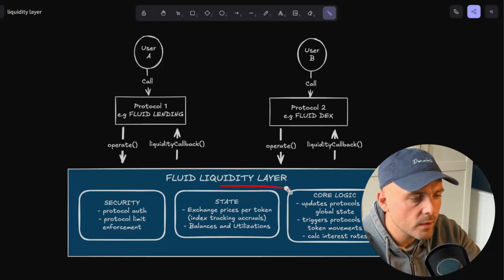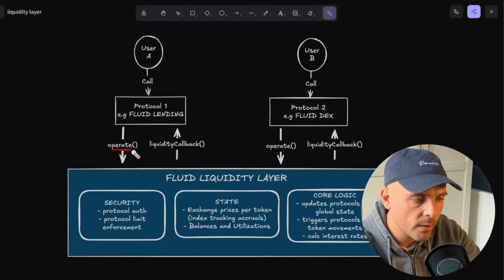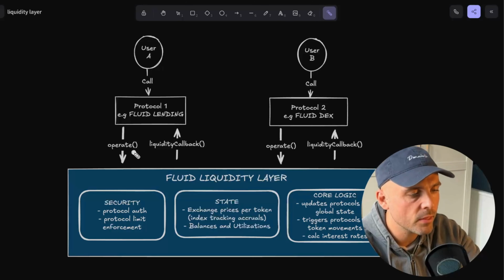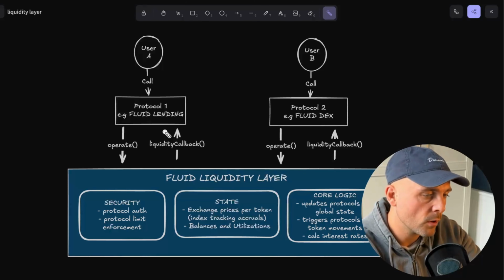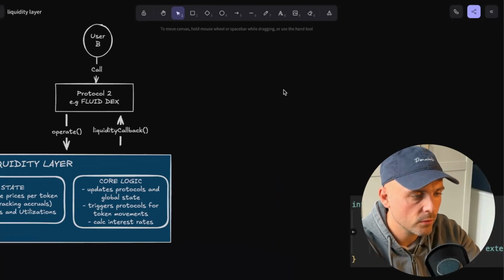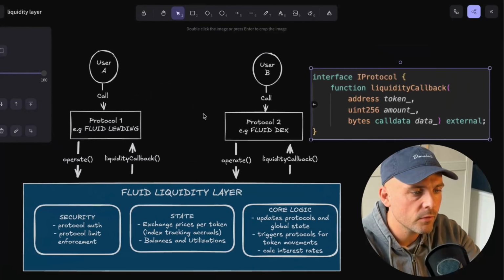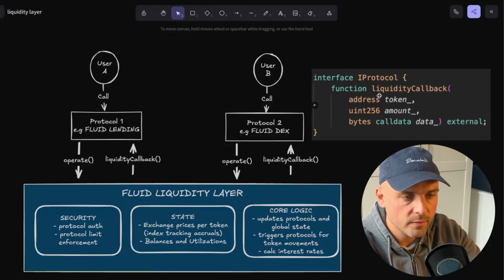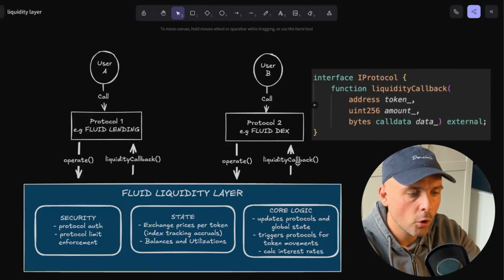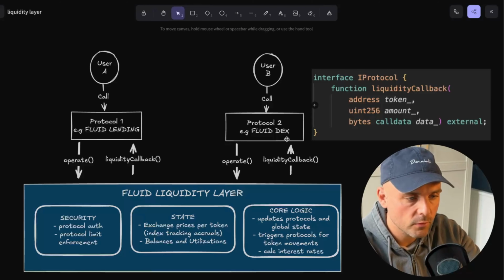Right, so how does this liquidity layer communicate with these applications? First off, the liquidity layer exposes this operate method, which is the single entry point method that allows the application to deposit into it, to withdraw from it, to borrow from it, and to repay into it. And second, any application that builds on the Fluid liquidity layer needs to implement this IProtocol interface, which only requires it to implement this liquidity callback method, which the liquidity layer calls within the operate method. And often that is only to handle token transfers, for example.